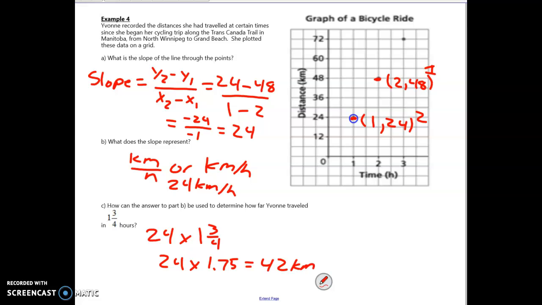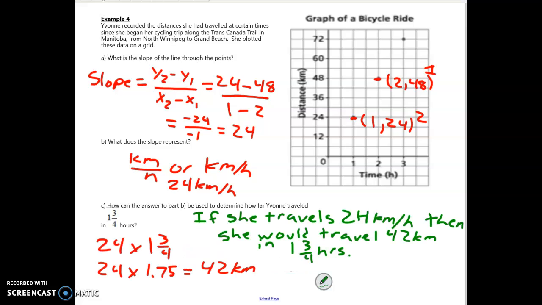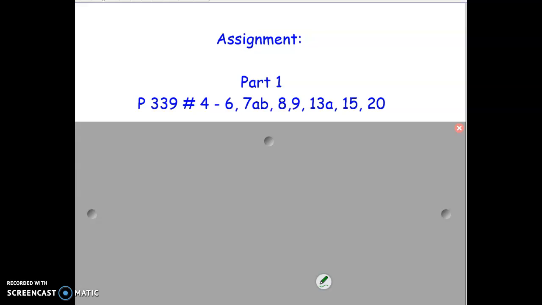So if we wanted to explain our answer, if she travels 24 kilometers per hour, then she would travel 42 kilometers in 1 3/4 hours. And you can pause it there just to make sure everyone gets that written down.